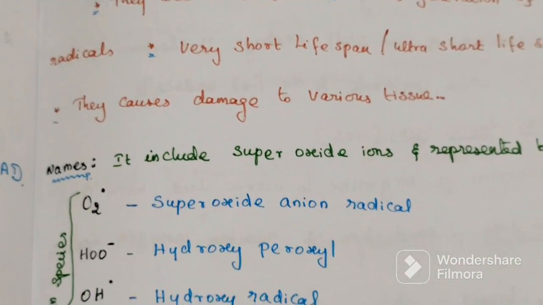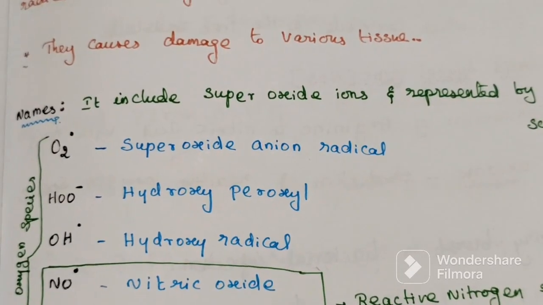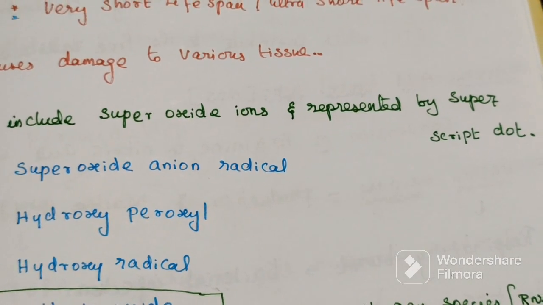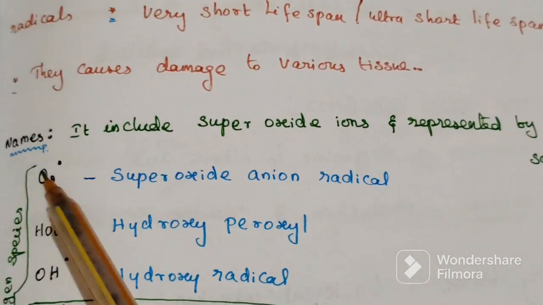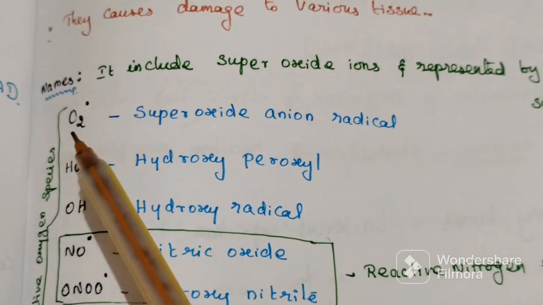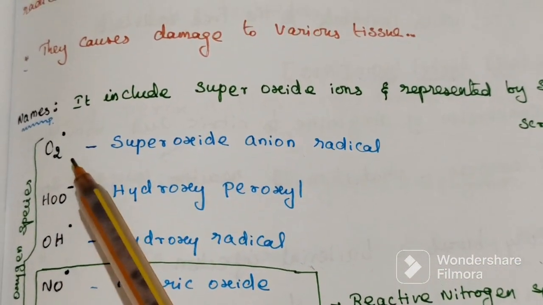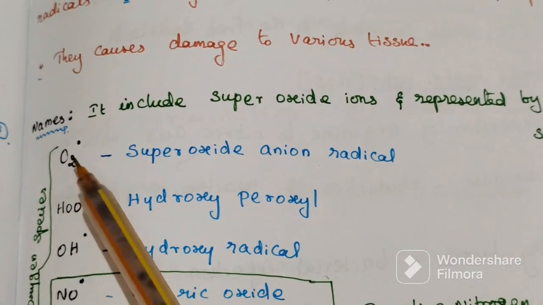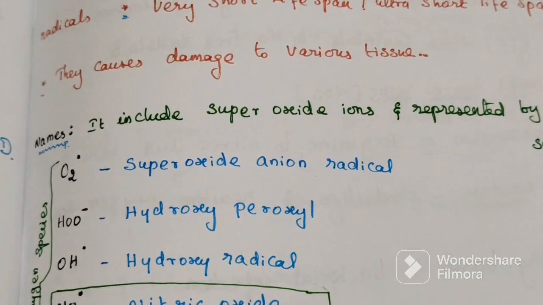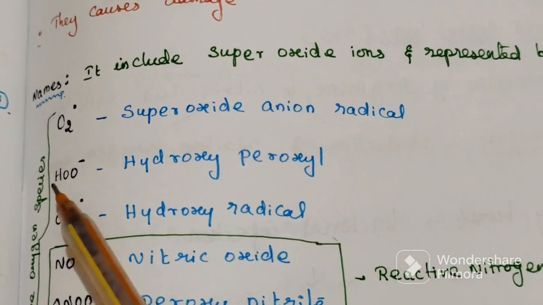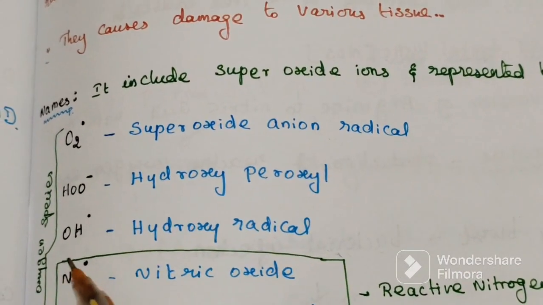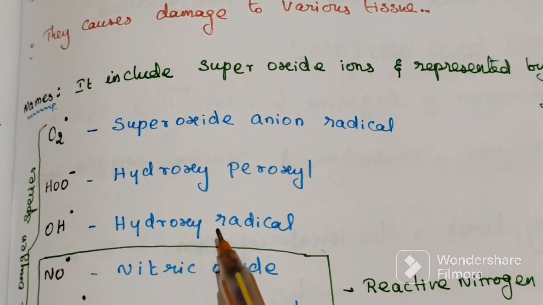Coming to the names, it includes the superoxide ion. These free radicals are represented by superscript dots. This is the first one, the superoxide anion radical, O2 with the superscript dot. Then the second one, HOO, is the hydroperoxyl radical. The third one is the hydroxyl radical.